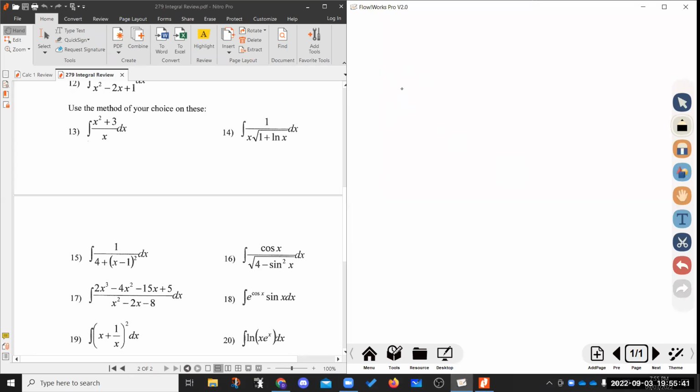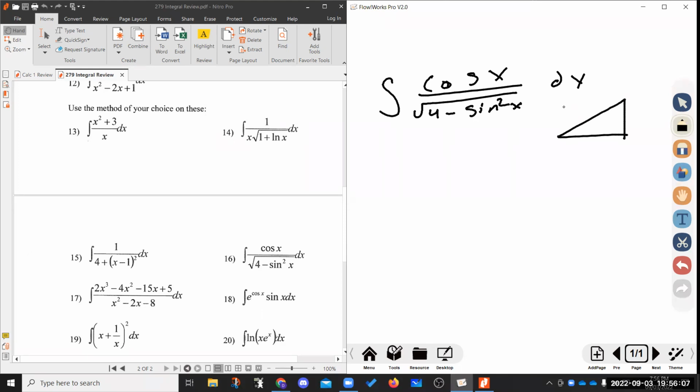But the process is not that hard. Cosine of x over root 4 minus sine squared x dx. Again, this is not looking like it's trig sub, but it kind of is. So we have a squared minus u squared here.